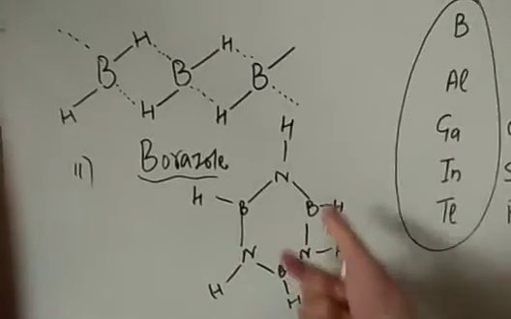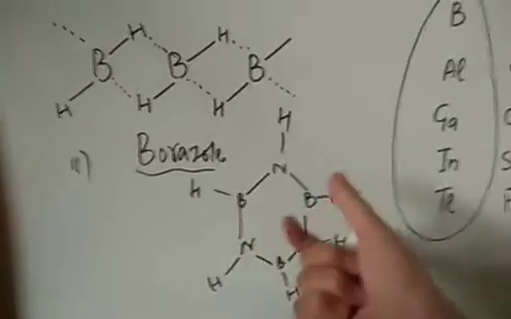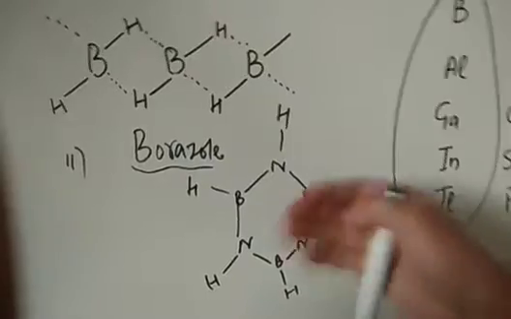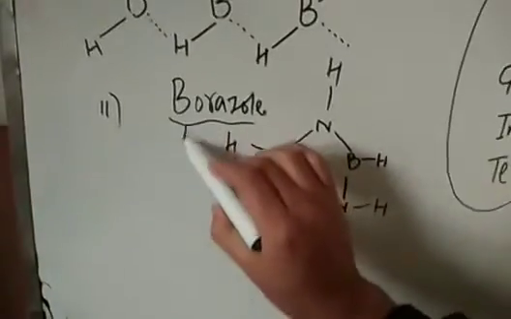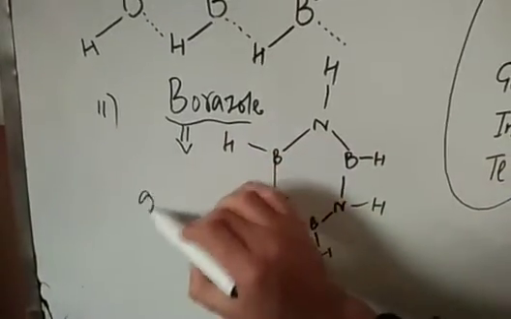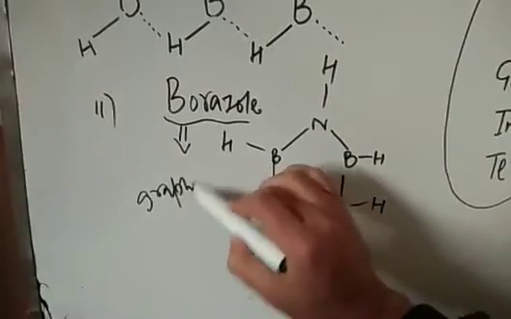The important thing is that it has a graphite-like structure. In three dimensions, it is a graphite-like lamellar structure. So this borazole has a graphite-like structure. So it's another example of inorganic polymer.